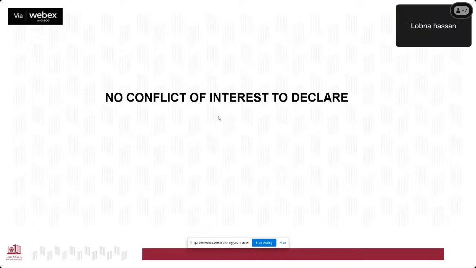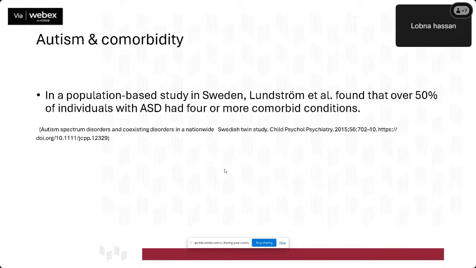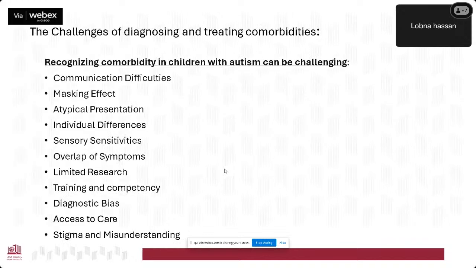So I have no conflict of interest to declare. As my colleague said, autism spectrum is a neurodevelopmental behavioral disorder characterized by atypical social communication and repetitive patterns of behavior, interest, or activity. Individuals with autism often experience a variety of comorbidities, conditions that co-occur with other medical issues. Understanding this comorbidity and their treatment pattern is crucial for addressing the complex needs of autistic people, children, and adults with autism. In a population-based study in Sweden, they found that over 50% of autistic people had 4 or more comorbid conditions.